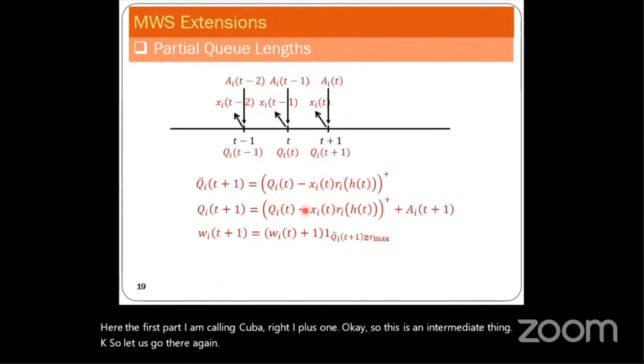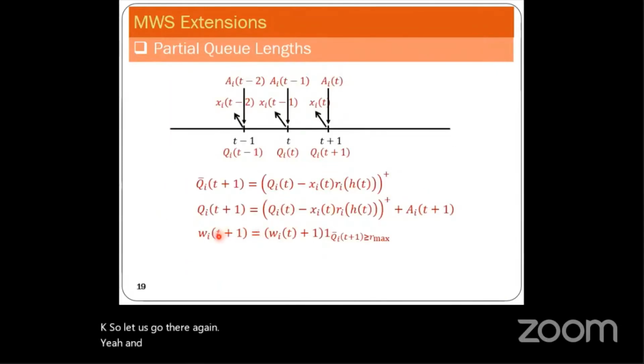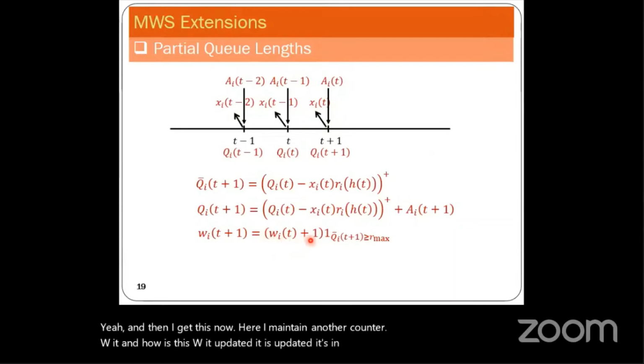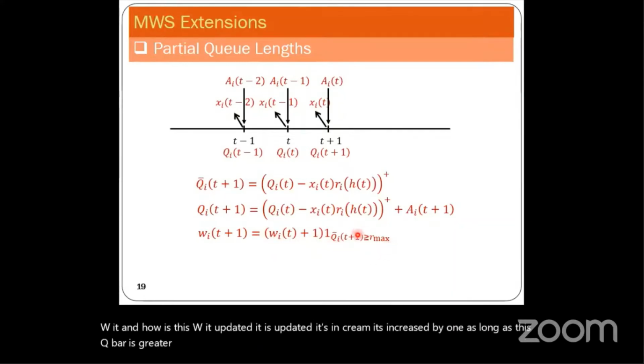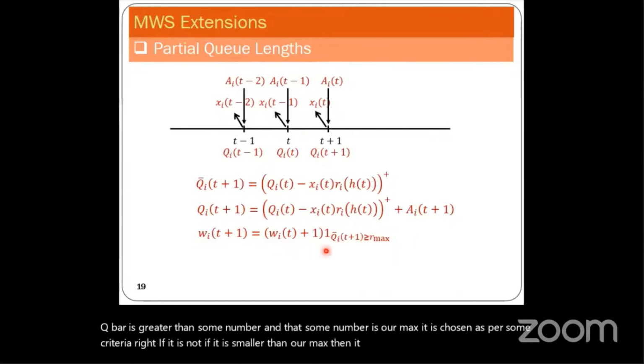Yeah, and then I get this. Now here I maintain another counter, WIT. And how is this WIT updated? WIT is increased by 1 as long as this Q bar is greater than some number, and that number is R max. It is chosen as per some criteria, right? If it is smaller than R max, then it is reset to 0. That is what it means, right?